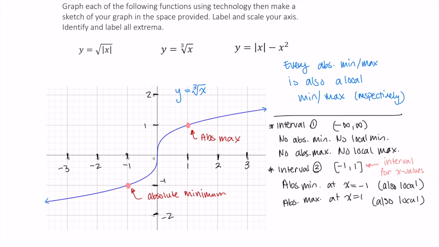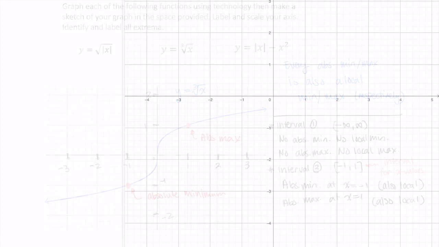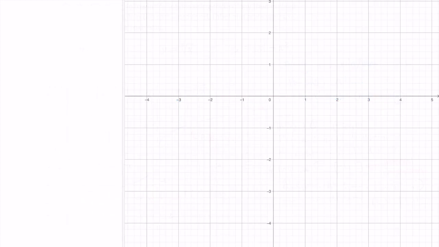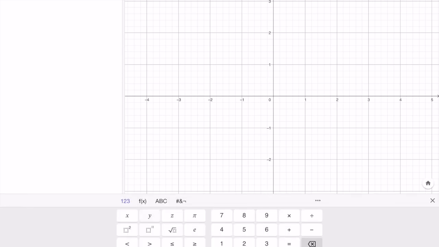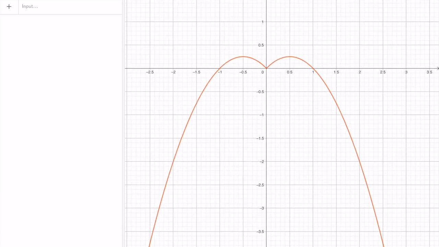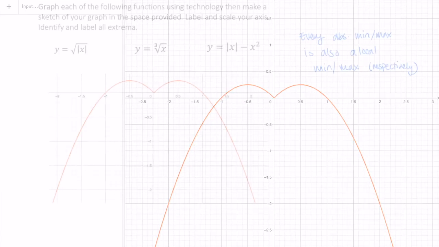Okay, we have one more to examine. So let's go back to GeoGebra. And as you can see, here I am back in GeoGebra. And we're going to graph y equals the absolute value of x. Then I need to use the right arrow here to get out of that absolute value. So the absolute value of x minus x squared. There it is. It reminds me of the top of a heart.